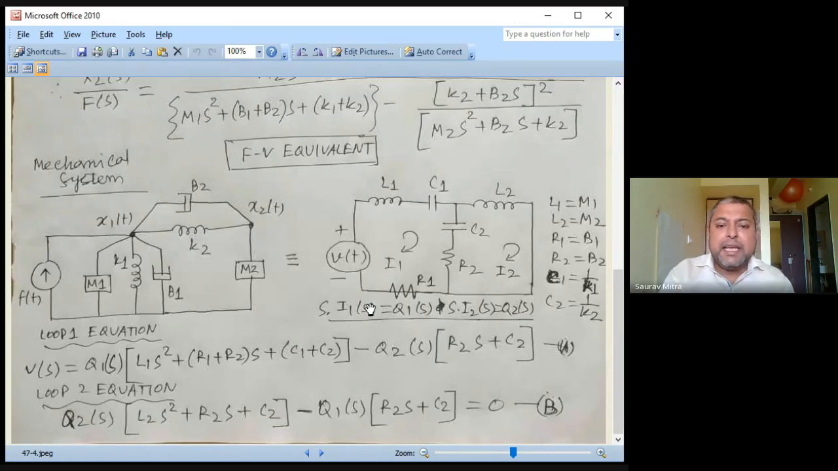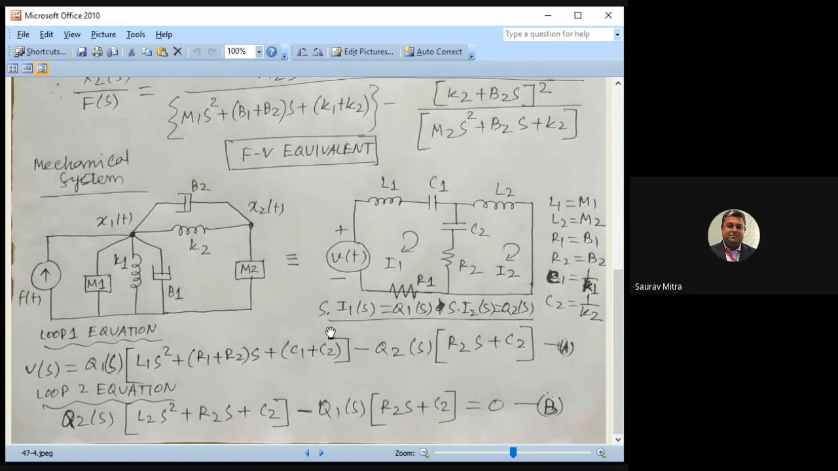So the input will be I, and the node quantities, that is this one and this one, will actually be phi 1s and phi 2s. So in that case, s into phi s will be equal to V1s. So V1 is equal to V is equal to d phi by dt. Likewise, I is equal to dq by dt for the FV equivalent, and V is equal to d phi by dt for the FI equivalent, and accordingly you can find out the equations.